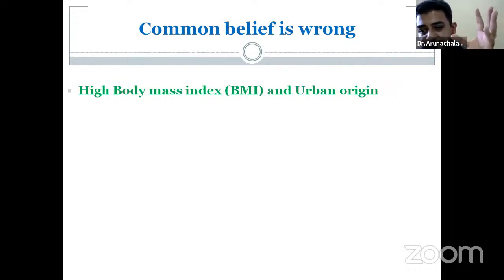Second, even if you are a lean person, you are susceptible to diabetes. There is no link between the body mass index and the diabetes. So we call some people as toffee, that is thin outside and fat inside. So there are toffee people who are also diabetic. So this is a myth.